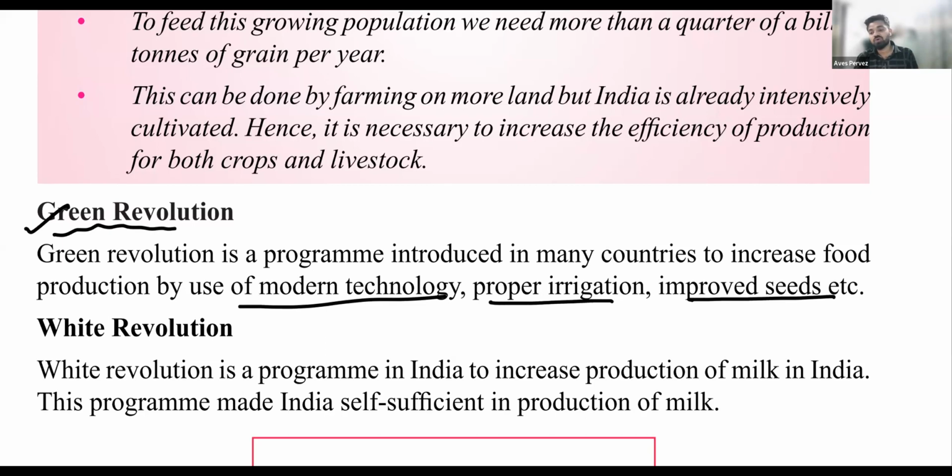Okay, so note it down. Green revolution. That's the thing that I'm writing here, and underlining. You have to write only that. Green revolution: increase food production by use of modern technique. Only write this one. Don't write the whole statement. Okay, so please note it down.